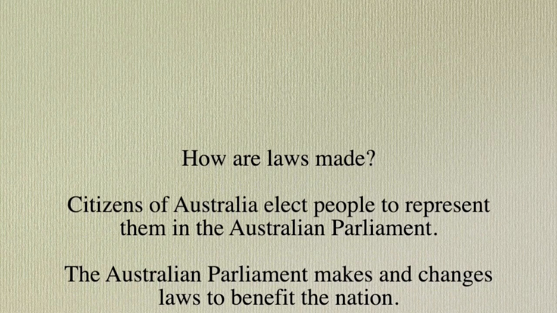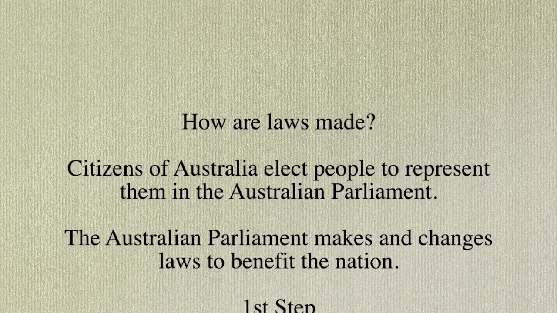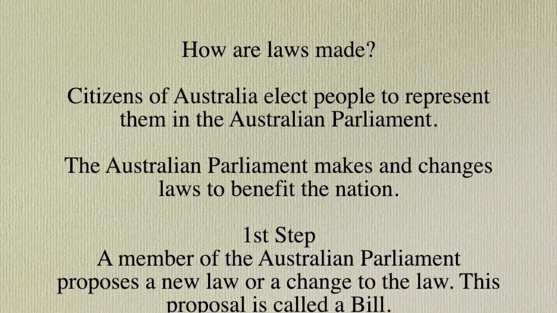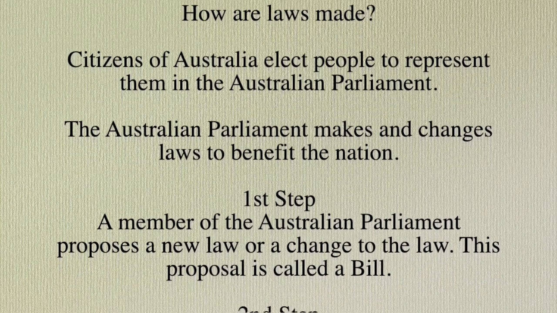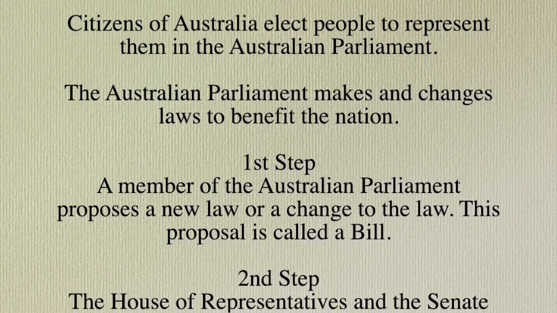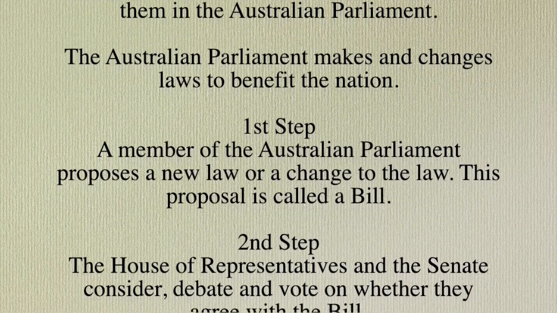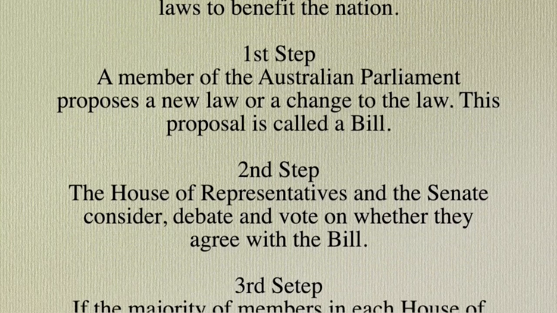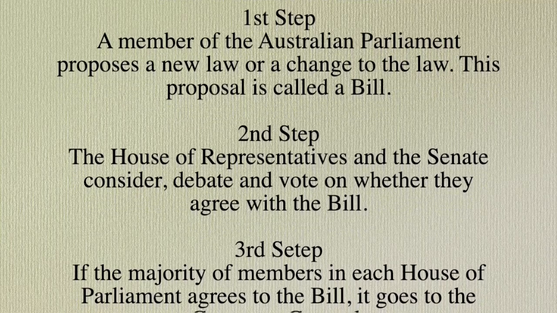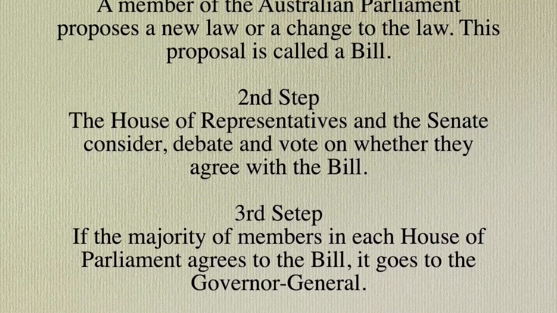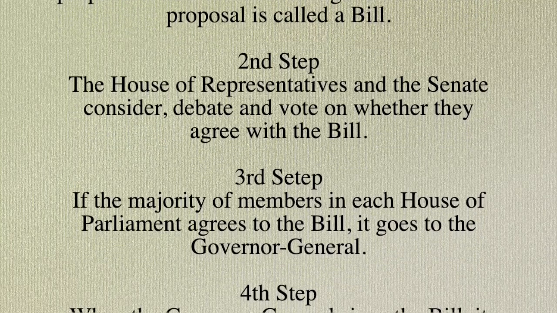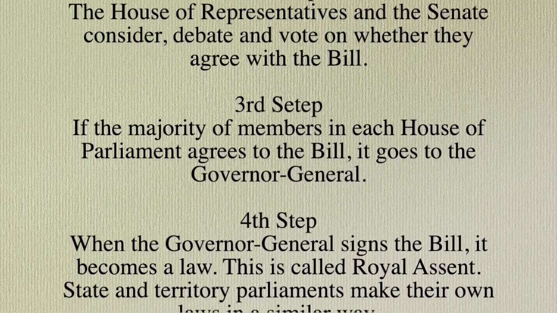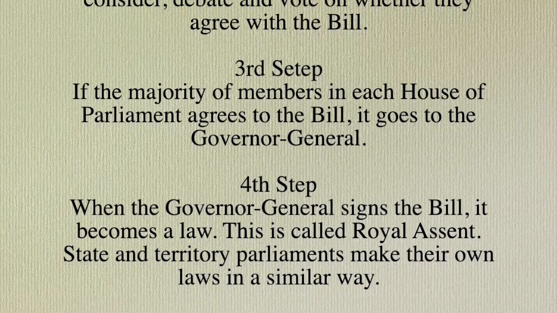And now we are going to look at how our laws are made. Citizens of Australia elect people to represent them in the Australian Parliament. The Australian Parliament makes and changes laws to benefit the nation. A member of Parliament proposes a new law or changes to a law. This proposal is called a bill. The House of Representatives and the Senate consider, debate and vote on whether they agree with the bill.